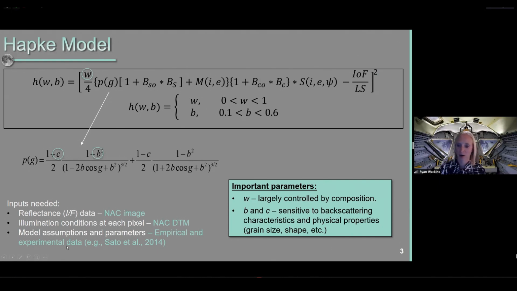And then finally, just some other model assumptions and parameters that we derive from empirical and experimental data from other works. So again, most of what I'll show for the rest of the talk will be single scattering albedo, but I will talk about B briefly at the end.